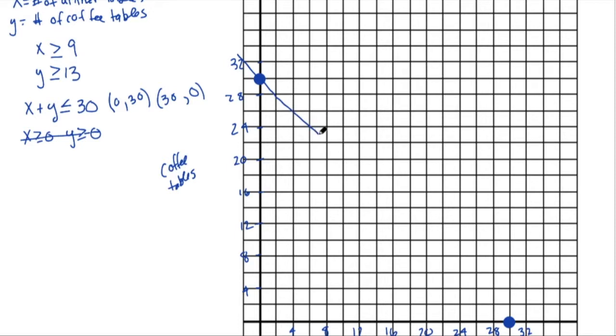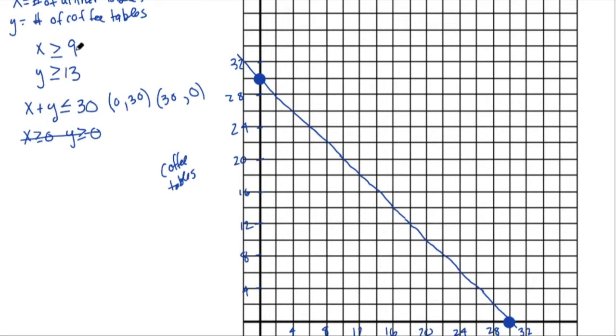You should be going diagonally through these lines, through the grid lines. Being accurate here is highly important, so please get a ruler. Yours will look even better than mine, but that's the line that we should have for x plus y is less than or equal to 30.